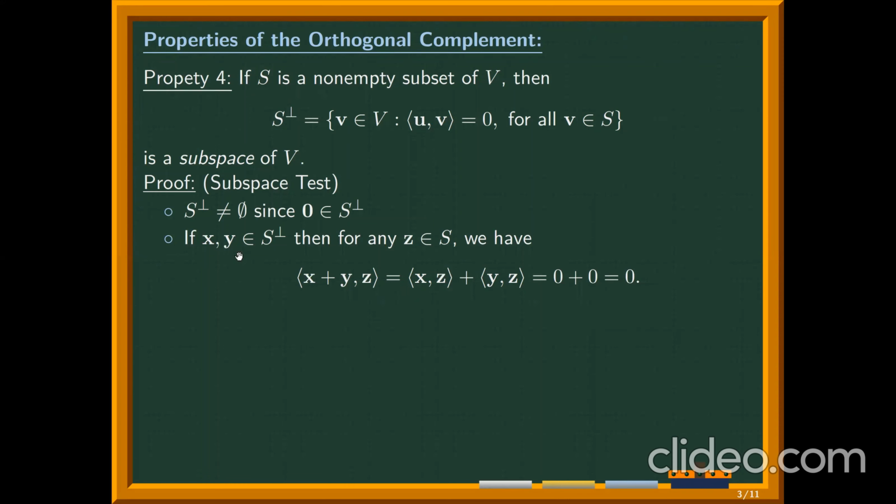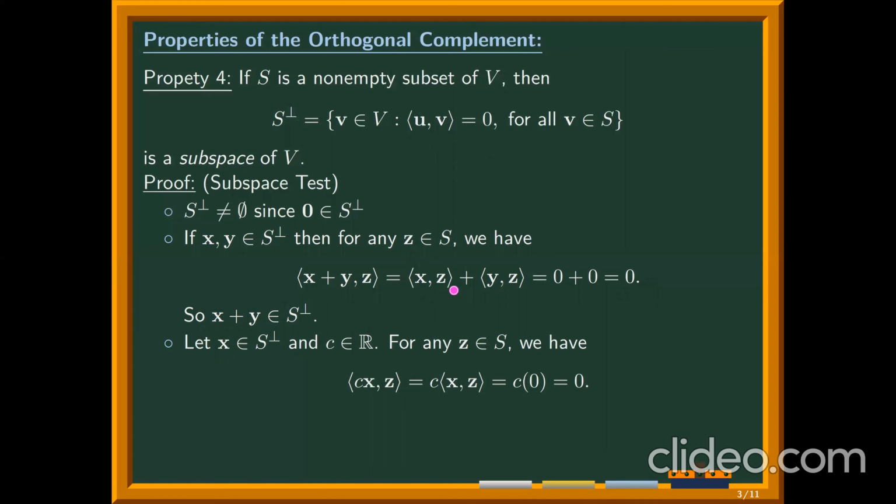But as we assumed that X and Y are in S-perp, the inner product of X and Z is 0 and the inner product of Y and Z is 0. So the inner product of X plus Y and Z is 0 plus 0, or 0. This shows that X plus Y satisfies this condition because Z is arbitrary: the inner product of X plus Y with Z equals 0 for all Z in S. This tells us that the sum X plus Y is in the orthogonal complement of S.